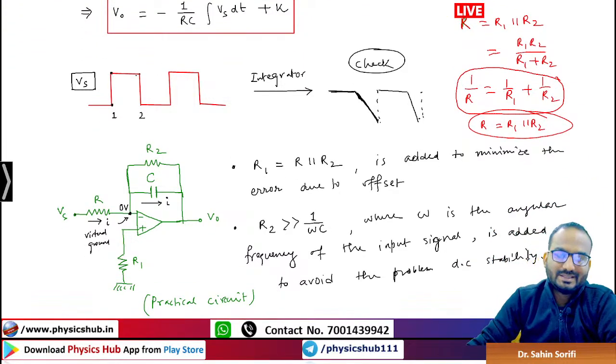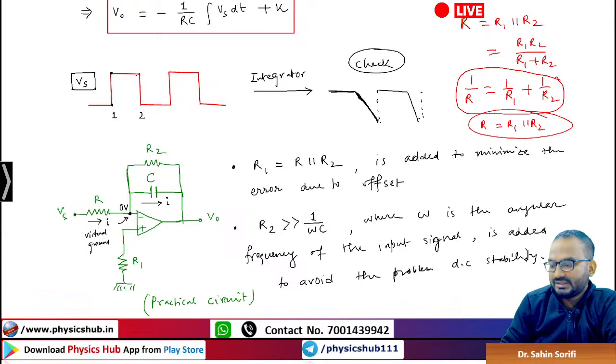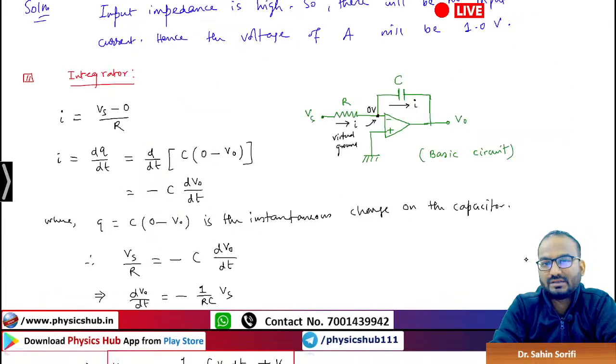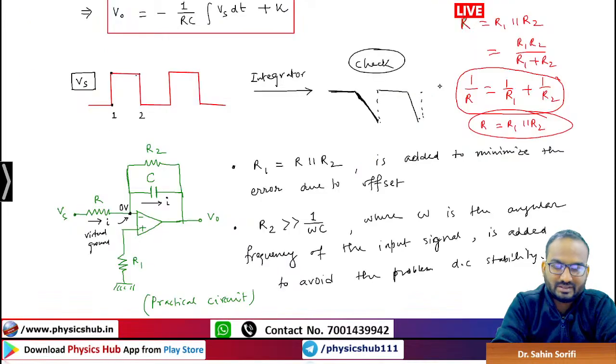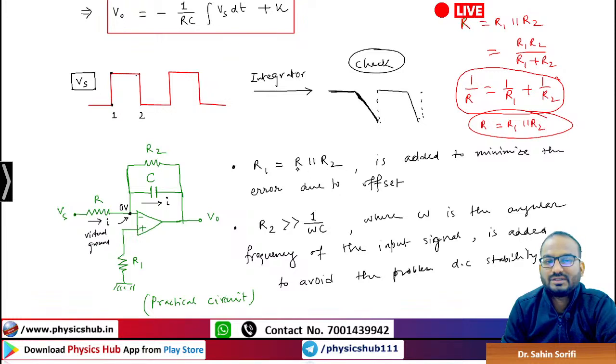So once this integrator circuit is done, let's go to the differentiator. In the differentiator, the only difference will come. In case of an integrator, the capacitor was connected in place of the feedback resistor. In case of a differentiator, this capacitor will be connected here at the input resistance. And here will be another resistance in parallel, R parallel R2. So the equivalent resistance when you connect R and R2 in parallel.